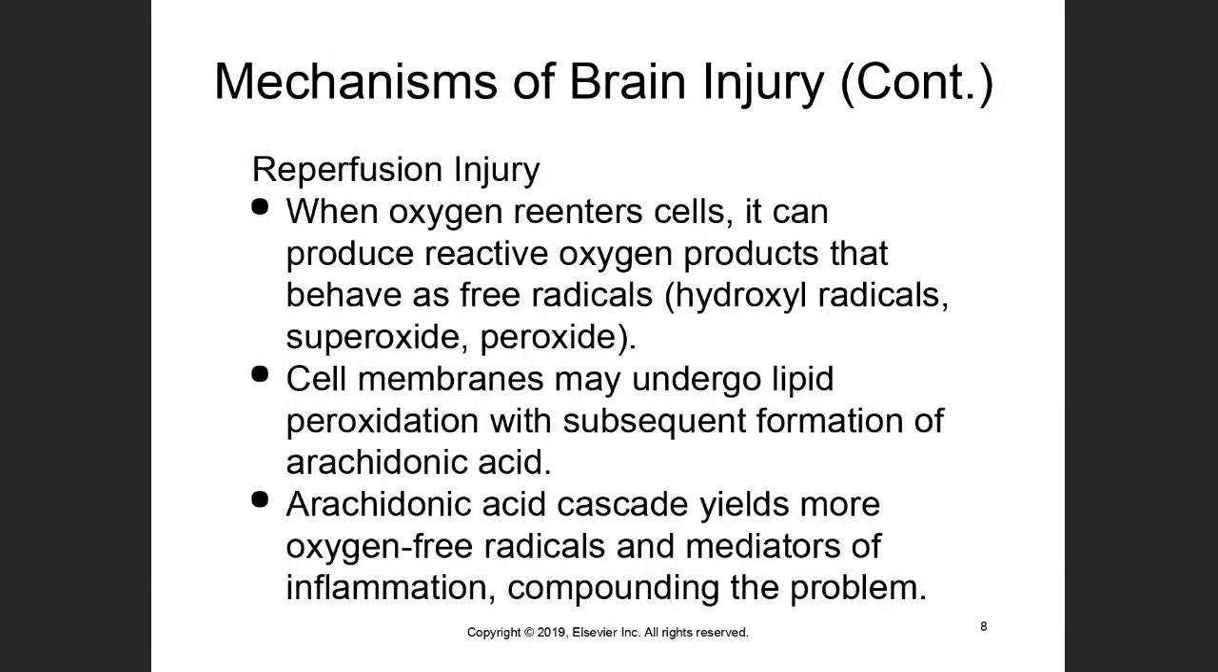Reperfusion injury. This reperfusion injury is the same as in any part of your body, like in the heart, okay? When oxygen enters the cell, it can produce reactive oxygen species that behave as free radicals. Remember that oxygen can be a free radical: hydroxyl radical, superoxide, and peroxide. Cell membrane may undergo lipid oxidation with subsequent formation of arachidonic acid. The arachidonic acid cascade yields more oxygen free radicals and mediators of inflammation, compounding the problem.